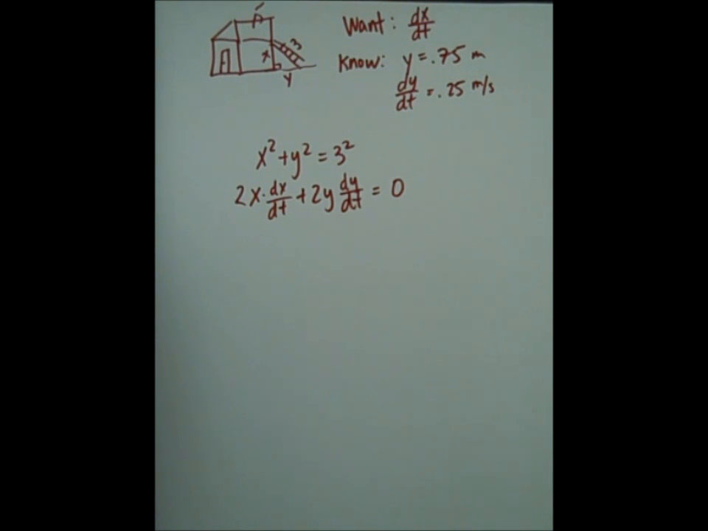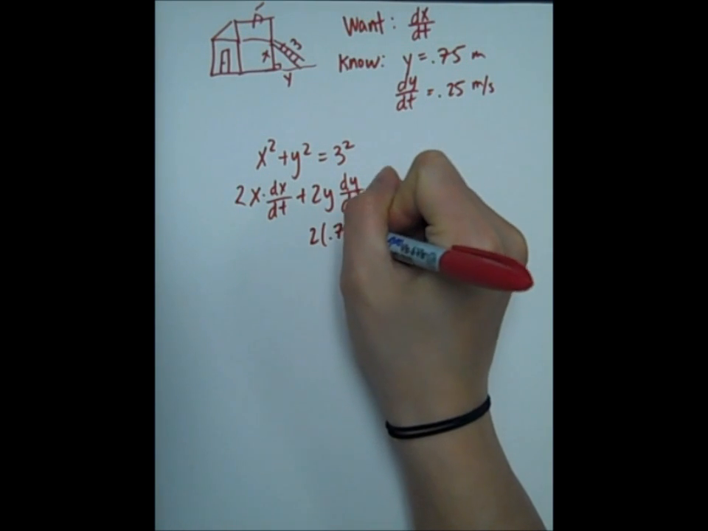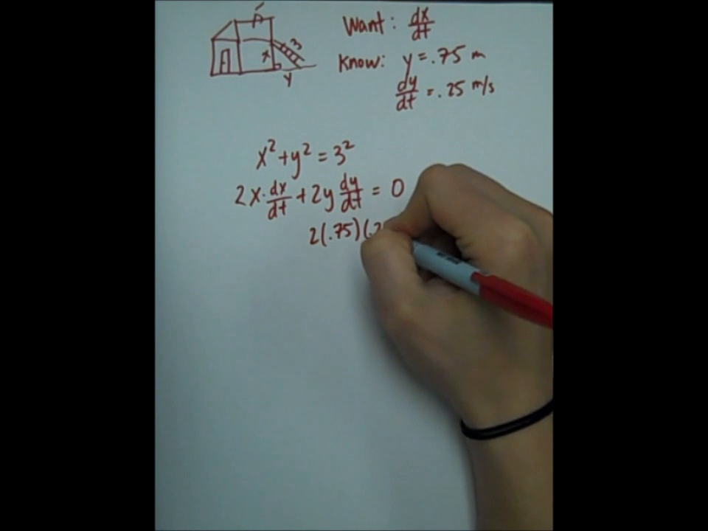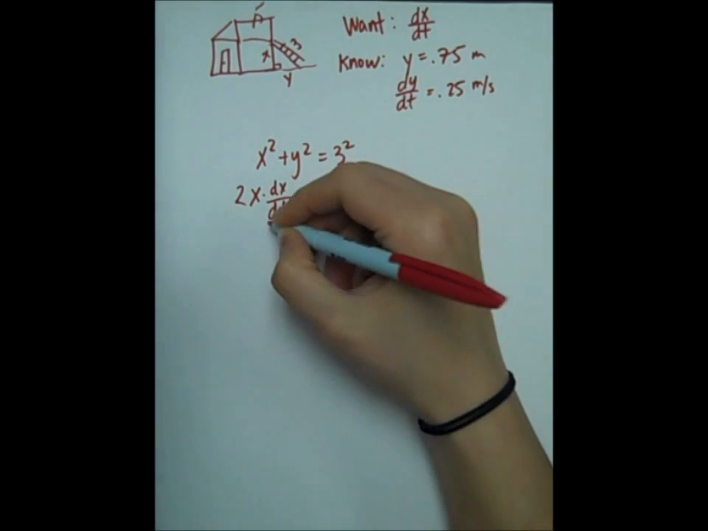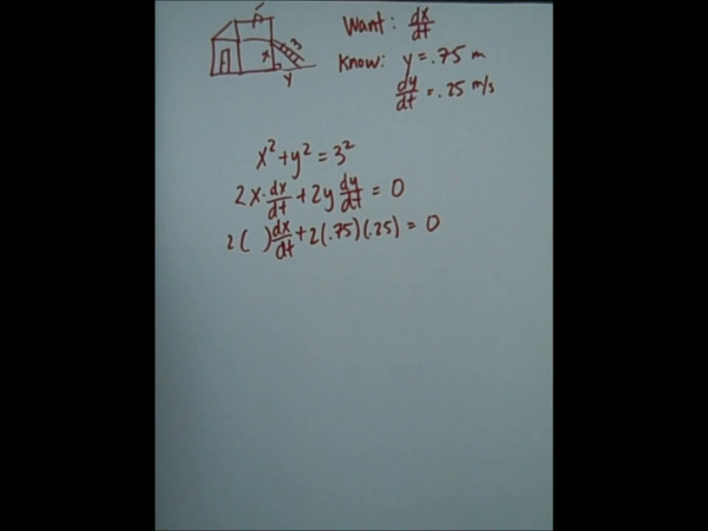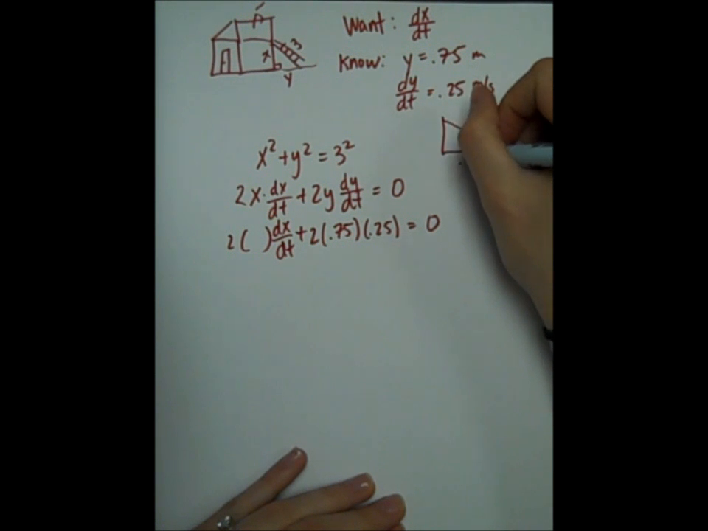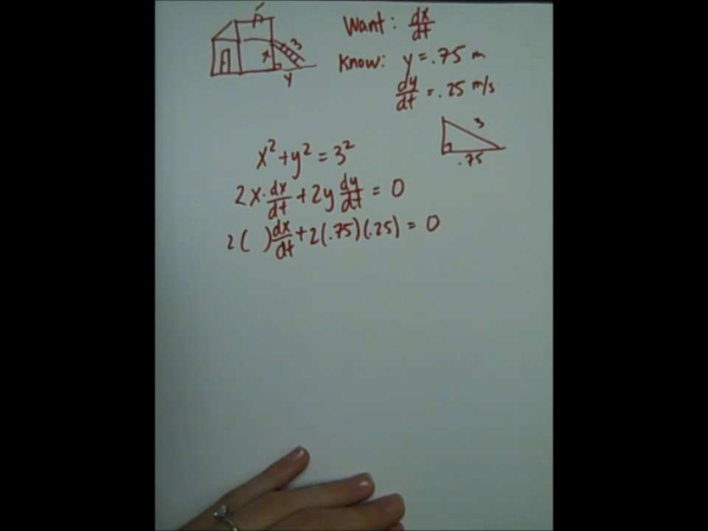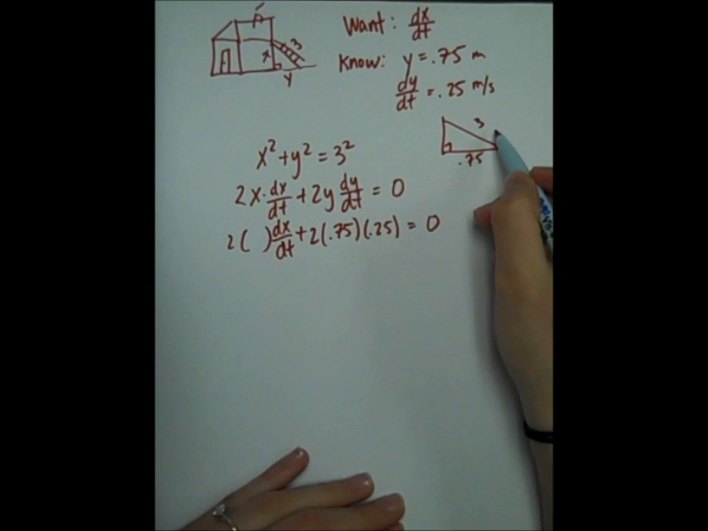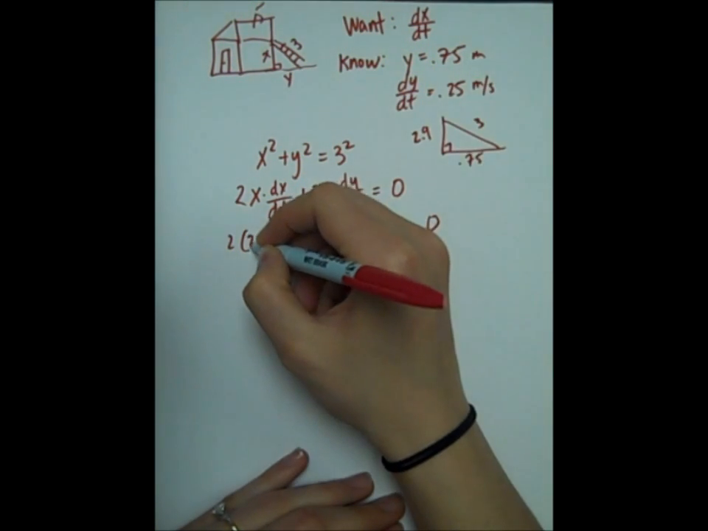Now I want to plug in. So let's see what we get here. I know that y was 0.75. I know that dy/dt is 0.25. I'm trying to solve for dx/dt, so I don't know that one. And I need to know x. Well, this wasn't given up here, but can we actually figure out x? If I know that this is 0.75, I know this is 3, I can use my Pythagorean equation to figure out that this is going to be 3 squared minus 0.75 squared, and then take the square root. So that would be 2.9. So x here is 2.9.